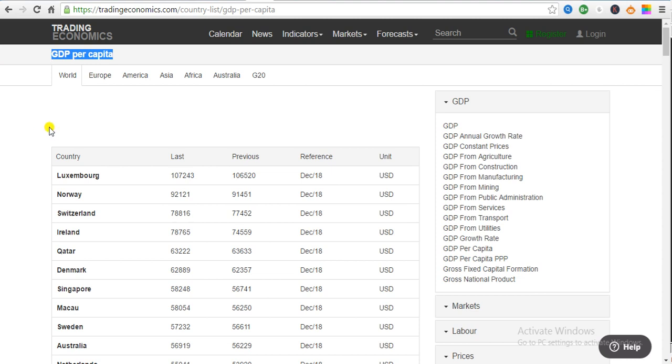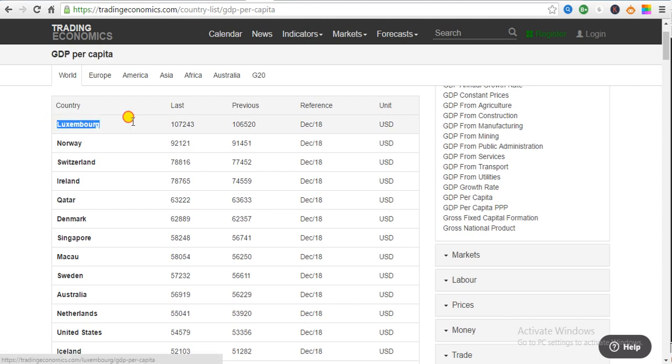Now we're looking at GDP per capita. So Luxembourg has the highest GDP per capita. Remember, the GDP per capita measures the GDP divided by the population of the country. Luxembourg has a population of less than 1,600,000 people. So if all of the money in the country was divided equally among the citizens, each person would have 107 million. This is per capita.